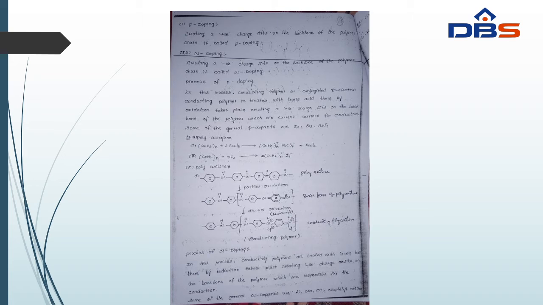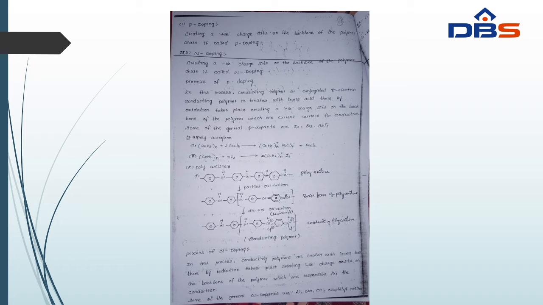Doping is classified into two types: p-doping and n-doping. What is meant by p-doping? Creating a positive charge that sits on the backbone of the polymer chain is called p-doping. And n-doping means creating a negative charge that sits on the backbone of the polymer chain.